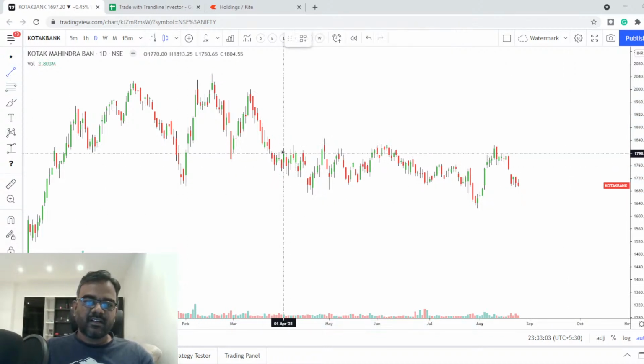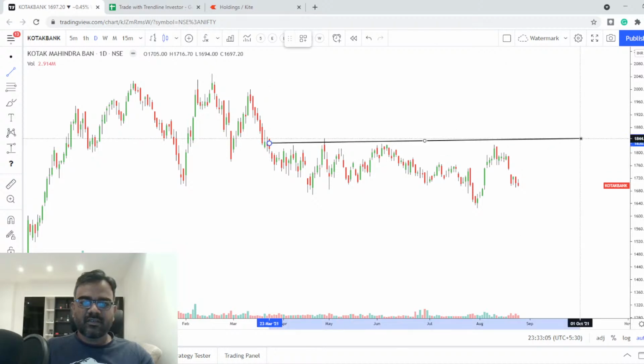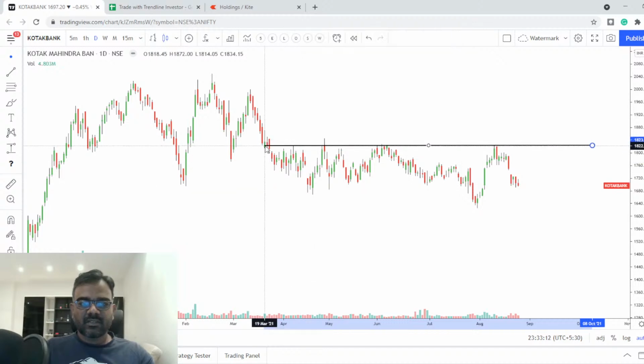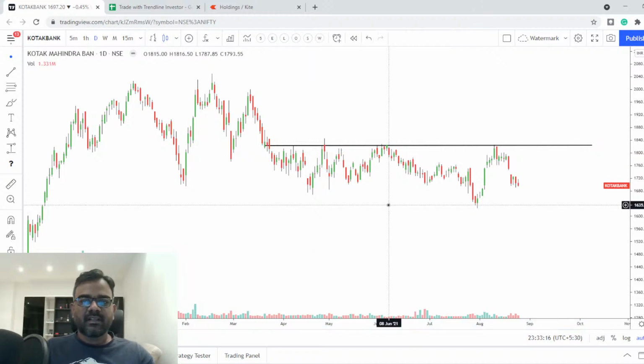If I have to really take a trade here, I would only take this trade above this point. Right now, if you see, there's a strong consolidation happening below this point. So until it crosses that point, I would not even look at the stock. If you want to really make money, then look at stocks which are breaking out and moving higher.